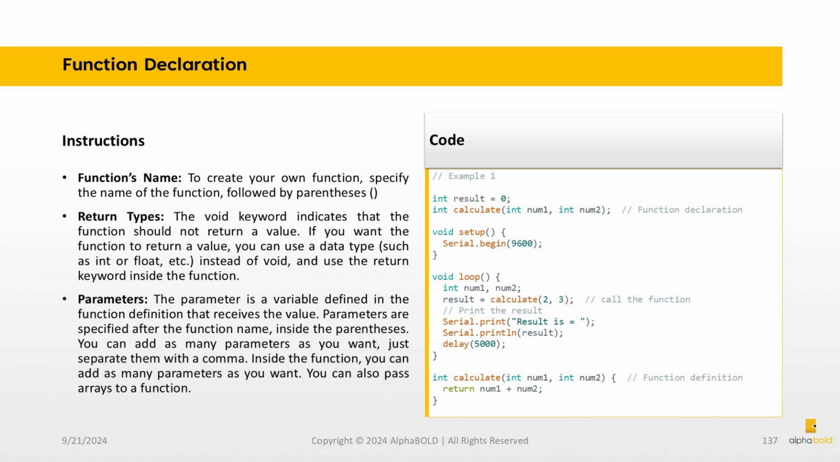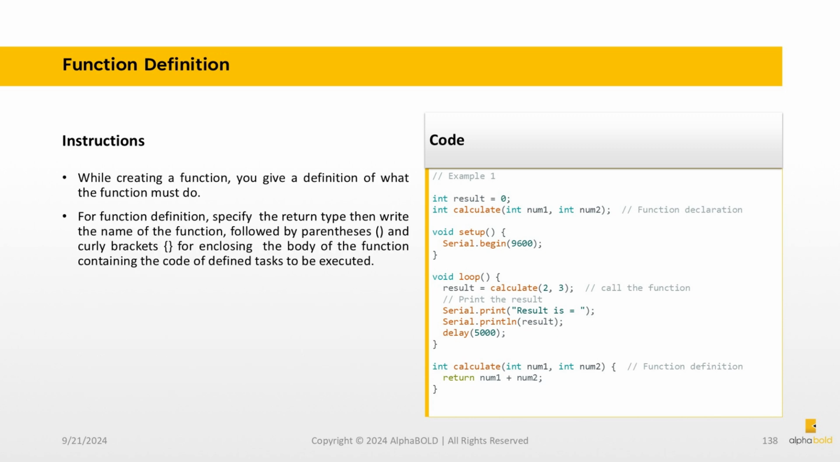Parameters. A parameter is a variable defined in the function definition that receives a value. Parameters are specified after the function name, inside the parentheses. You can add as many parameters as you want, just separate them with a comma. You can also pass arrays to a function.